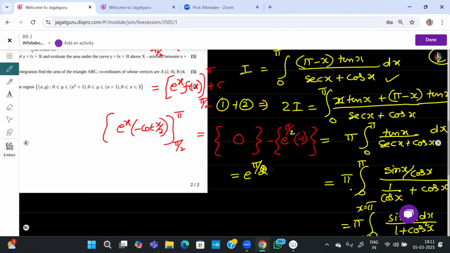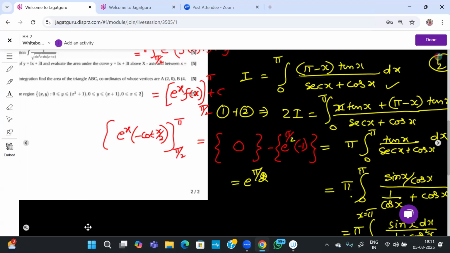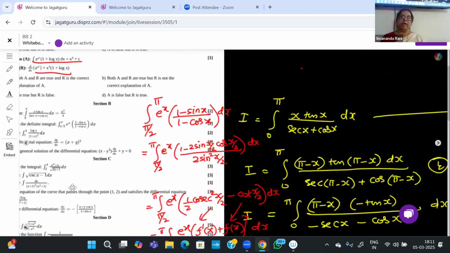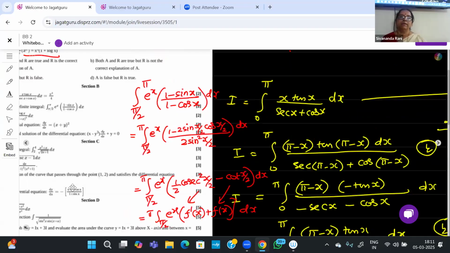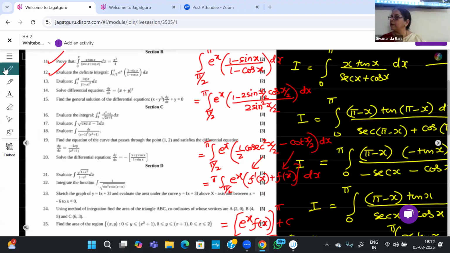Ma'am, initially also the function was expressible, right, ma'am? If we split it as 1 by 1 minus cos. Yeah. If you can realize it, nothing like that. You can split it like that and you can realize that it is actually the derivative of the second function. But that's not easy for many to realize it. So it's better that you reduce it in terms of half angles. That will be easier for many. Okay, ma'am. Try the next.